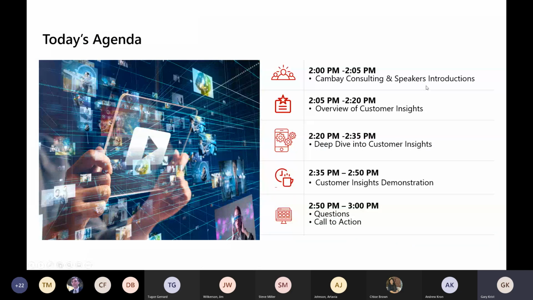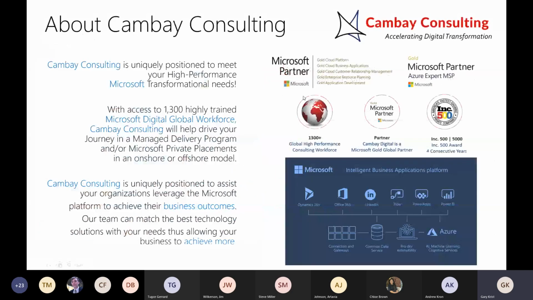A little bit of an agenda. Again, we're going to stay at a high level, do a little bit of an overview, and then we'll do a deeper dive and finally a demonstration. Feel free to ask questions. If you do have any, you can ask them or pop them into the chat, and we can get them addressed as we go through the webinar as well.